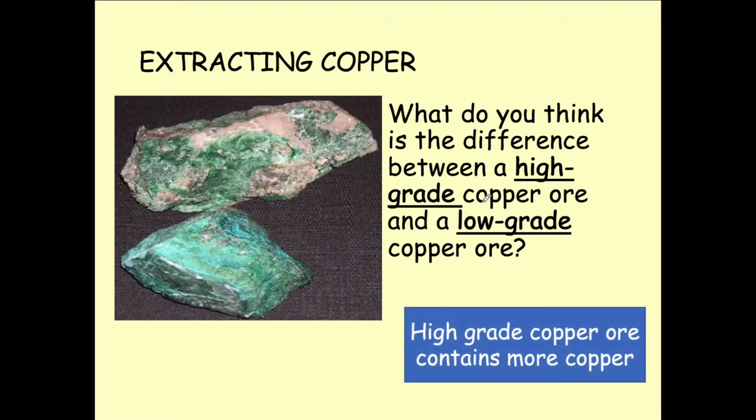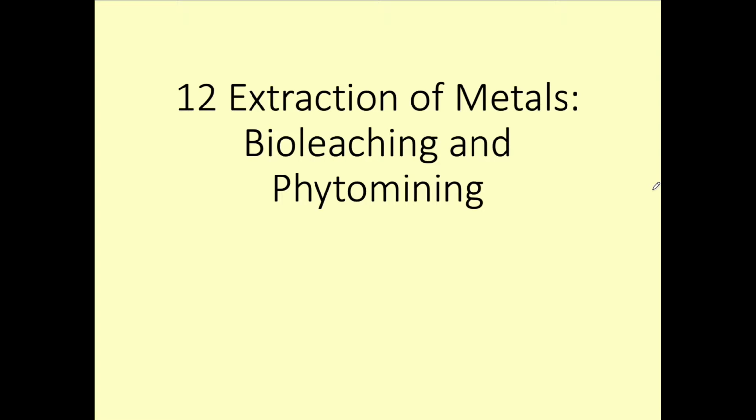So the difference is the amount of copper that is in that copper ore. High-grade copper ore contains a lot more copper than low-grade copper ore. But the methods that we are looking at extracting target these low-grade ores, and so these have little amounts of copper. It's not worthwhile doing mining and smelting. The requirements are too high for the little amount that we would get from it. So the two methods we're going to be looking at are bioleaching and phytomining.